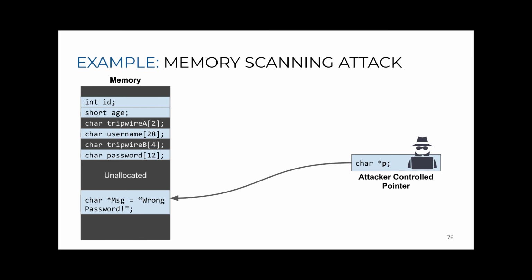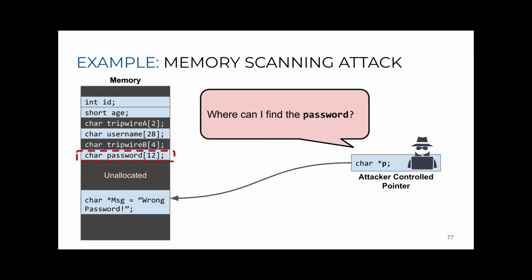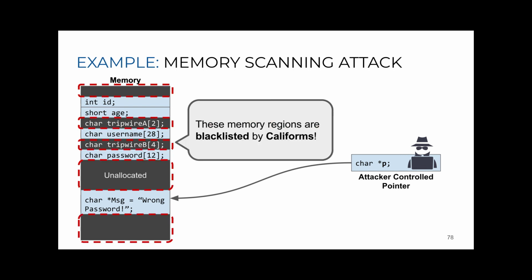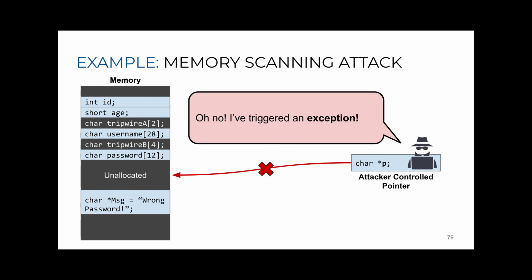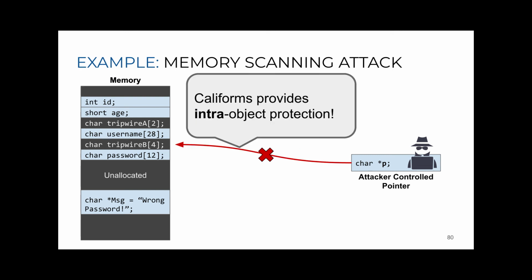We start with an attacker controlling a pointer P, trying to find the password located somewhere in memory. The struct of interest is padded with Califorms tripwires, as is the unallocated memory. Upon scanning memory, the attacker lands on a tripwire in an unallocated region, triggering a Califorms exception, causing the program to terminate. They try this again, this time landing in a tripwire between 2 fields, and it's in this way that Califorms provides intra-object memory safety.